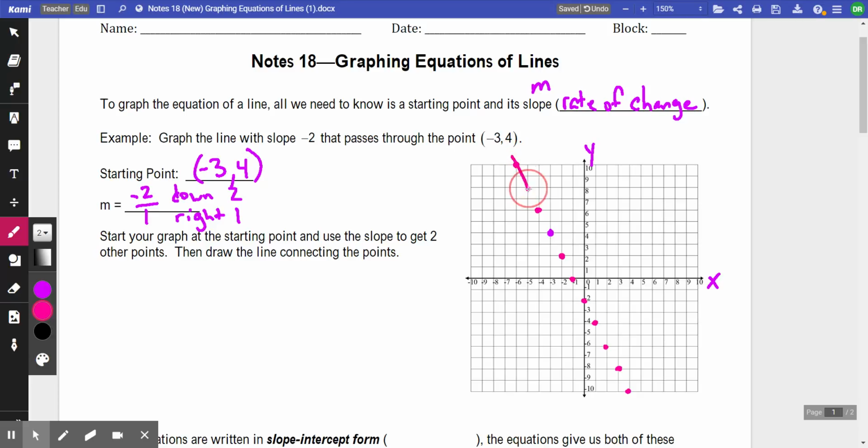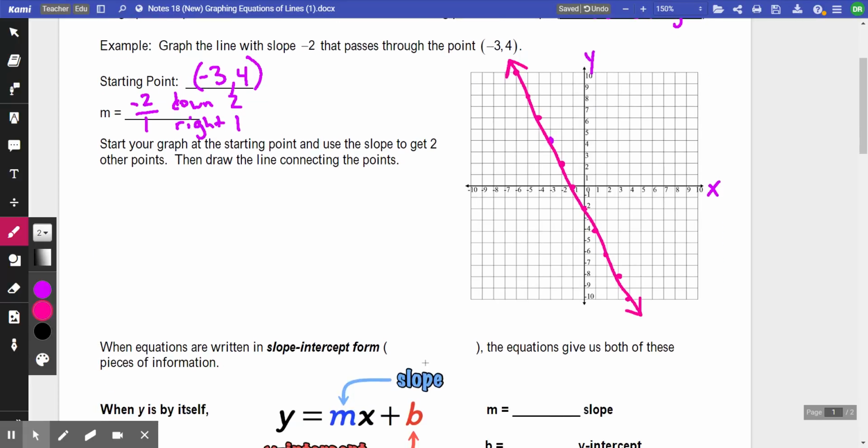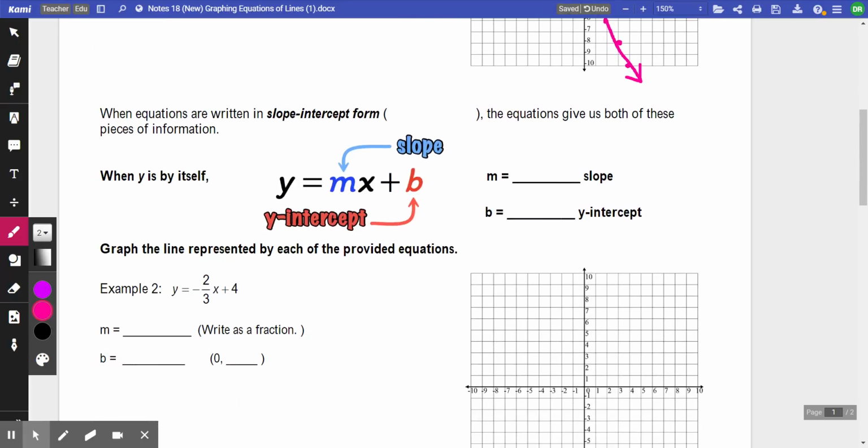Do the best that you can, especially if you're like me right now and you're doing this without a ruler. Make your line, and a line could keep going on forever and ever. So if you can, go ahead and put arrows on it, showing this line could go on forever. What we just did there, using slope and a starting point, is how we are going to graph lines.